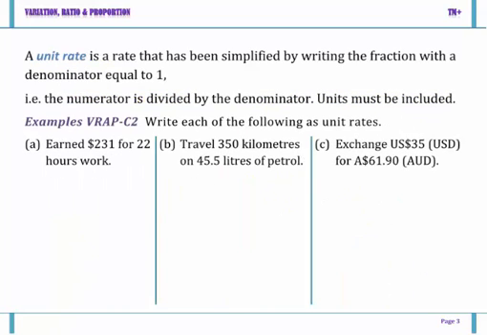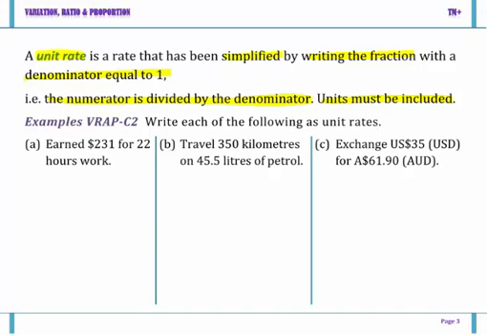Now expressing rates like that really doesn't make much sense. So what we can use is a unit rate. Now a unit rate is a rate that has been simplified by writing the fraction with a denominator equal to 1. So basically what you're doing with the previous questions is just dividing the numerator by the denominator. And again, remember that units must be included. So let's look at these examples. Similar kinds of questions, but now we're going to divide.